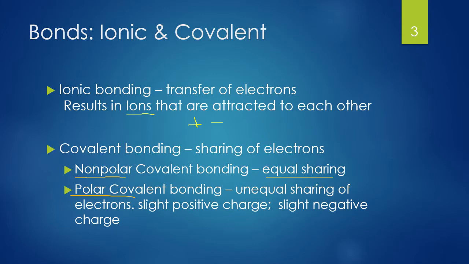For a polar covalent bond, this is when the atoms involved in the bond have an unequal sharing. What that means is one atom wants those electrons more, so they're not going to share them as much. This is going to result in one atom having a slightly positive charge, and the other atom, the atom that wants the electrons more, having a slightly negative charge.